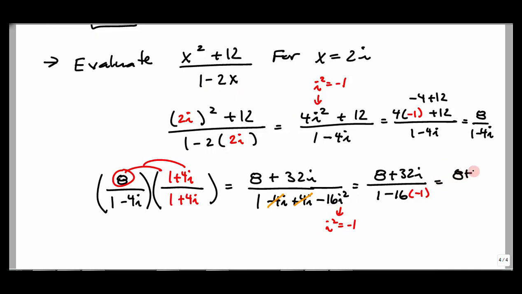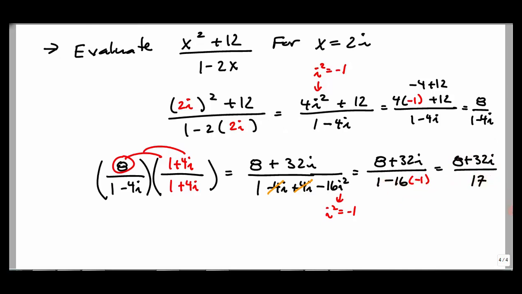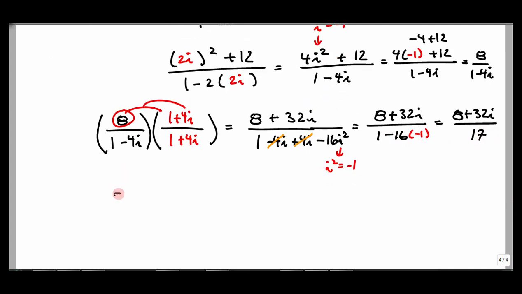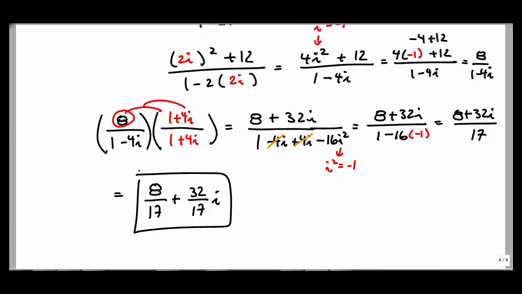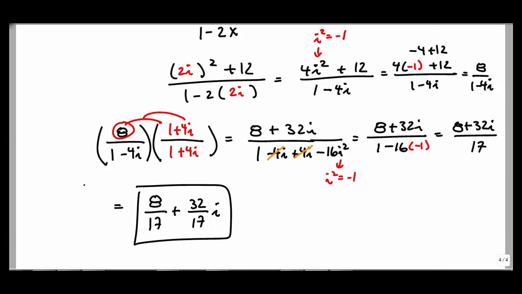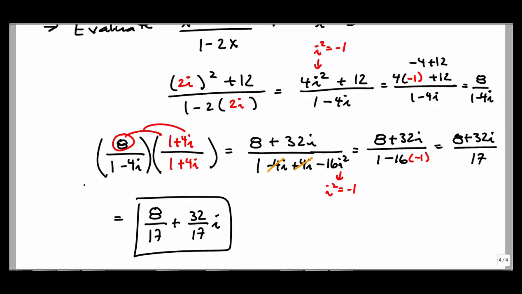So 8 plus 32i all over, negative times a negative is a positive, 1 plus 16 is 17, but that's not my answer. I need to put it in a plus bi form. So I'll have 8 17ths plus 32 17ths i. There's my solution. So this one turned out to be a little bit longer, not just substituting, but also having to simplify.